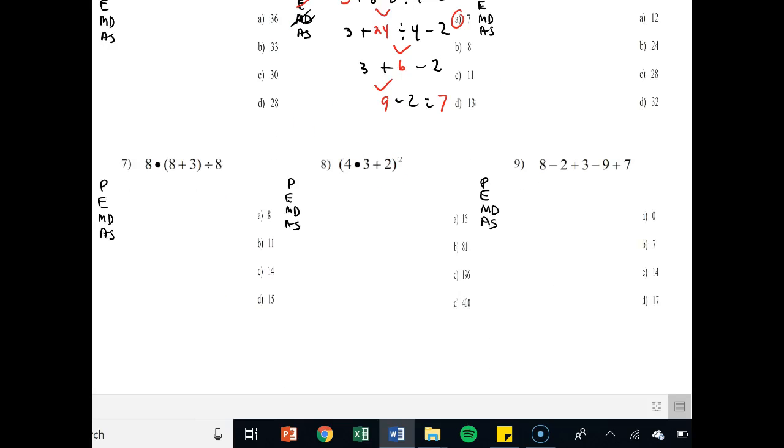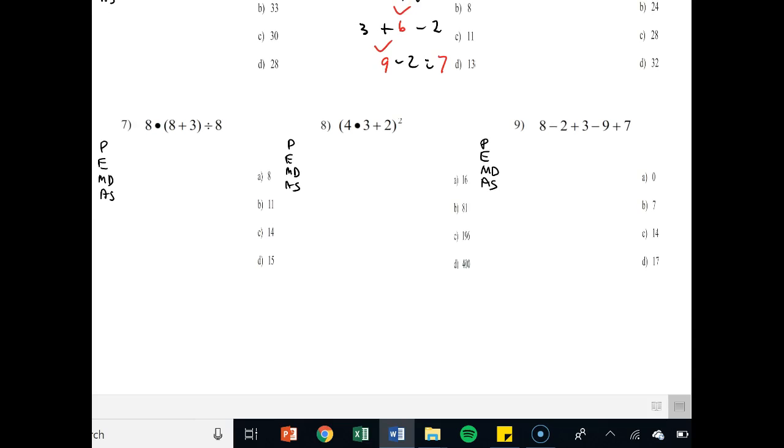Right. And on to number 7. We do have parentheses, so we're going to do that first. So 8 plus 3 is 11. Parentheses are now gone since there was only one operation inside there. So now we have 8 times 11 divided by 8. No exponents. When I read this left to right, multiplication pops up first. So 8 times 11 is 88. Divided by 8. And now I move on to my division. 88 divided by 8 gives me my answer of 11. So B is my answer.